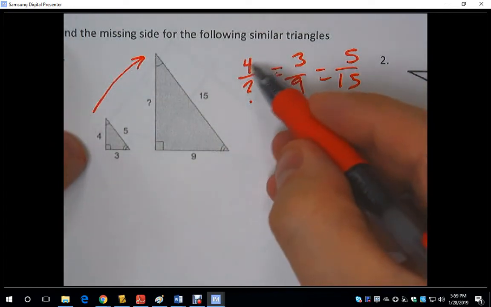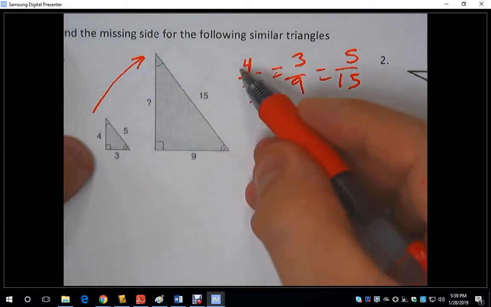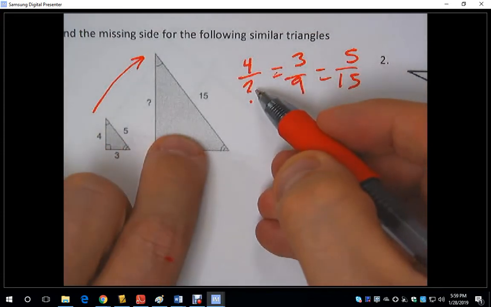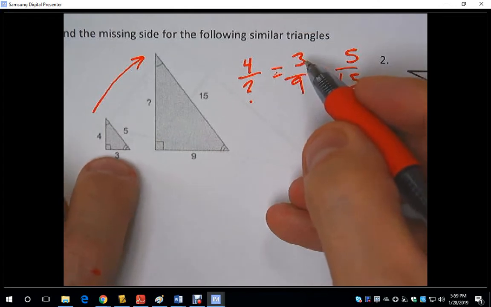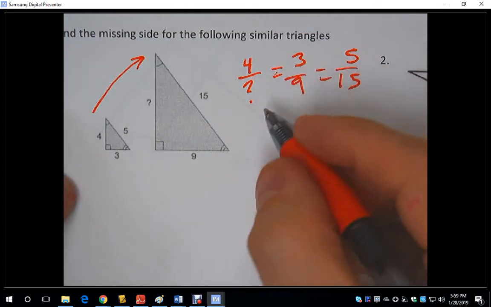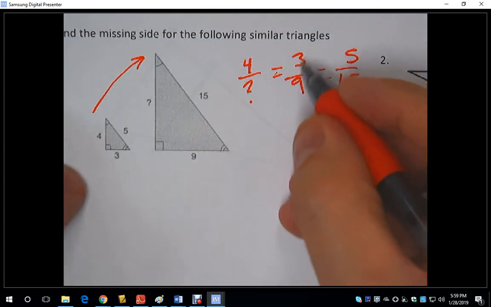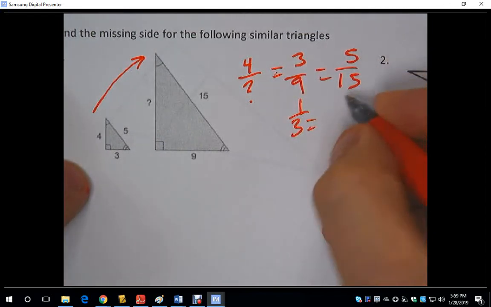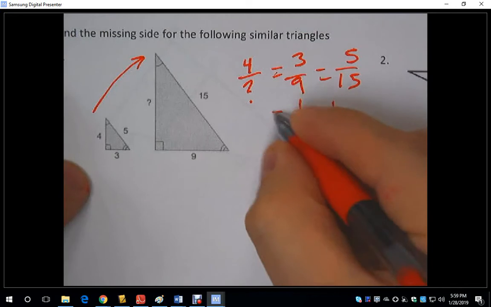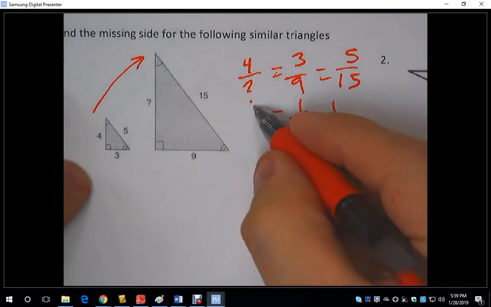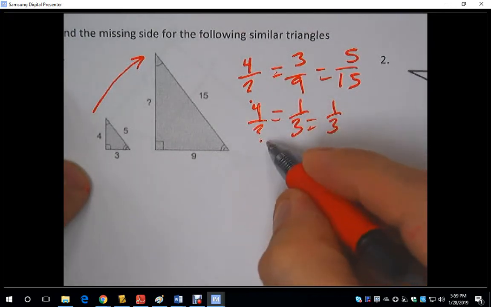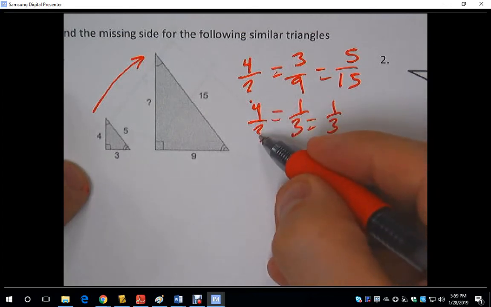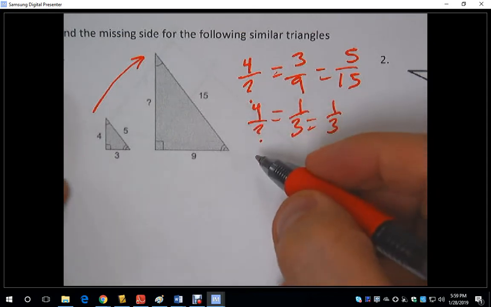Now, I drew this arrow because I just want to make sure that I'm consistent. If I'm starting at one side, when I start with the smaller triangle and then I go to the larger triangle, I need to be consistent with the other proportions. So if you were to simplify this 3/9, you're going to get 1/3, and if you simplify the 5/15, you're going to get 1/3 as well. And so I'm trying to think of some number for a question mark that will give me 4 over question mark, that will give me 1/3 as well.